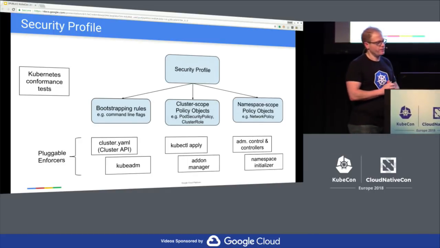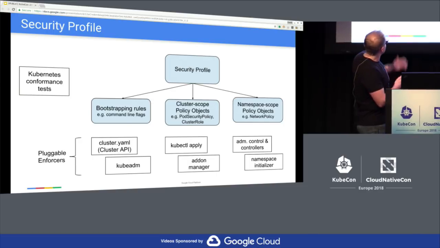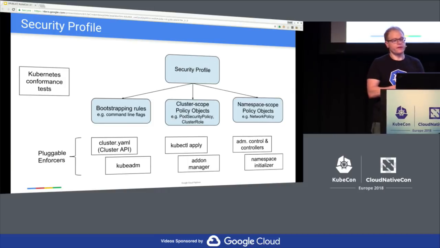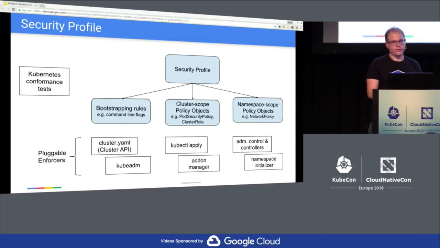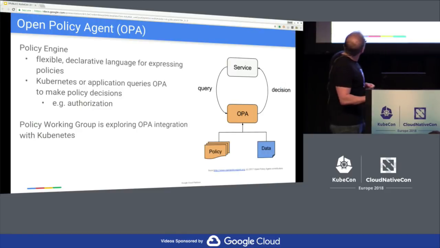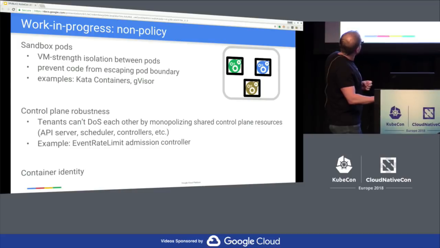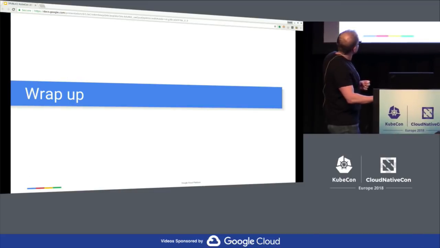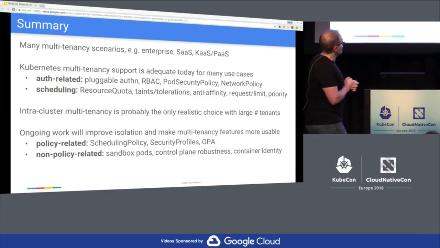I don't have time to talk in detail about how the profiles are structured, but basically they map down to command line flags, cluster scope policy objects, namespace scope policy objects, and we are hoping to include this concept in Kubernetes conformance so you can be sure that the security profiles work the same way wherever you try to use them. So I don't have time to talk about OPA. There were a couple of sessions on that. And I don't have time to talk about the non-policy work either, unfortunately. But you can look at the slides later and see what's going on there.